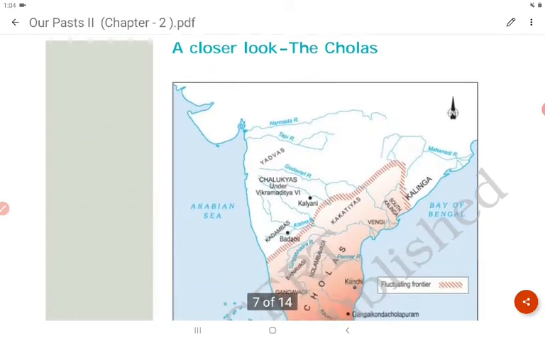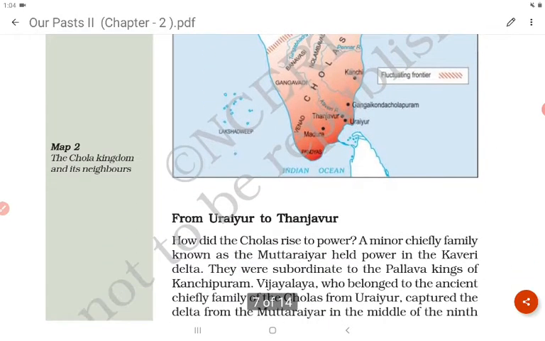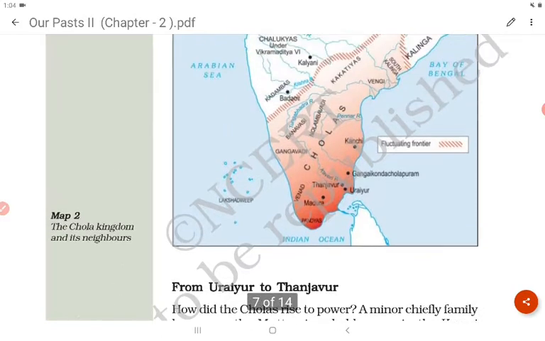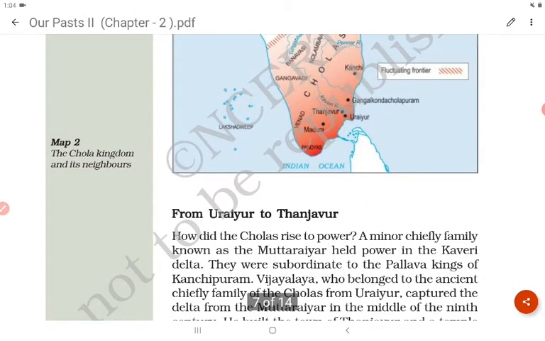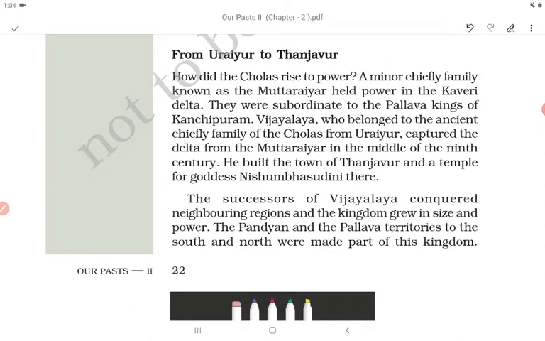A closer look, the Cholas. So these are fluctuating frontiers. Then the Chola kingdom and its neighbors. From Uraiyur to Thanjavur. How did the Cholas rise to power? A minor chief family known as the Muttaraiyar held power in the Kaveri Delta.